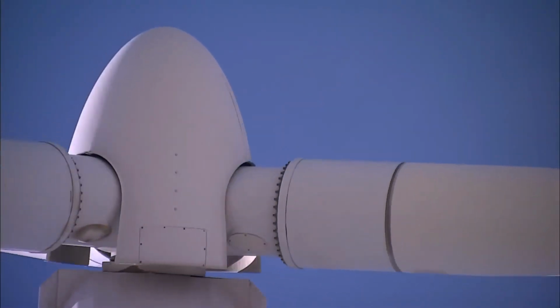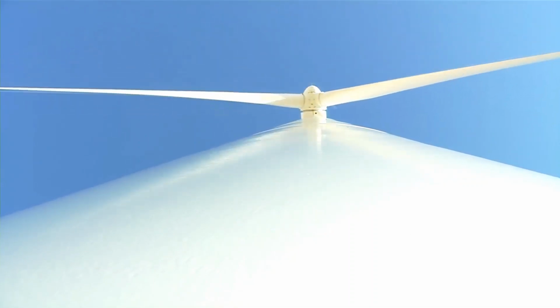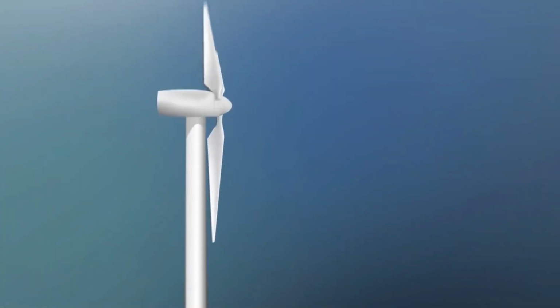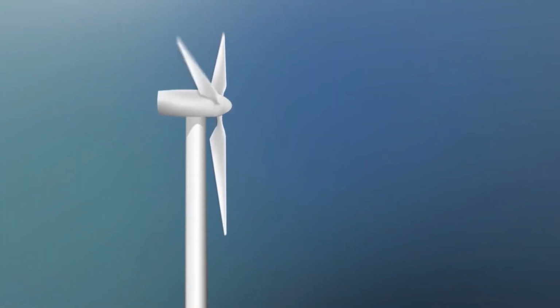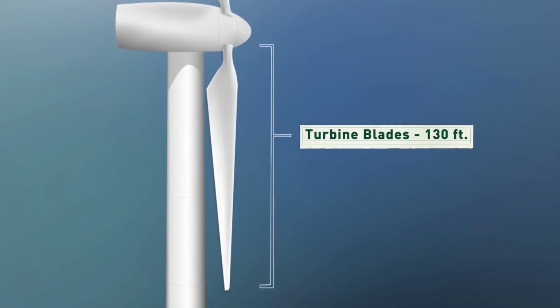So, why are wind turbines so tall? Well, the higher up you go, the windier it is. More wind naturally means more electricity. And in many cases, larger turbines can also capture wind energy more efficiently. The blades can sweep a circle in the sky as long as a football field.